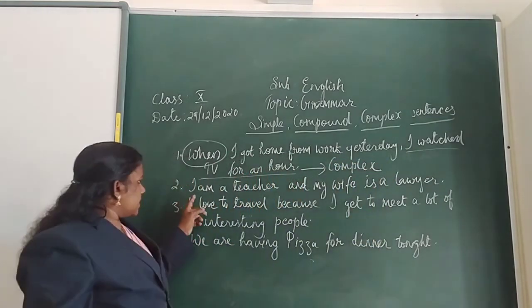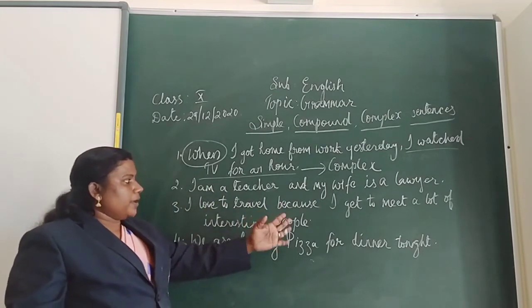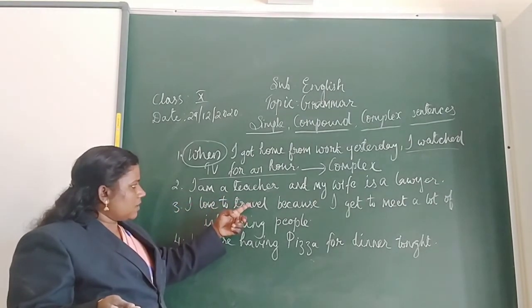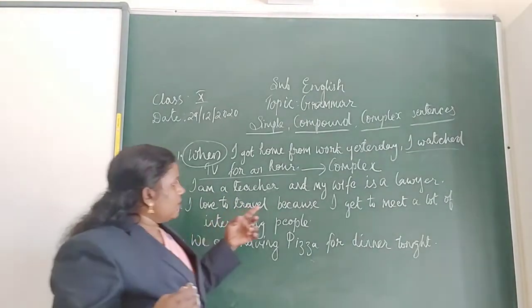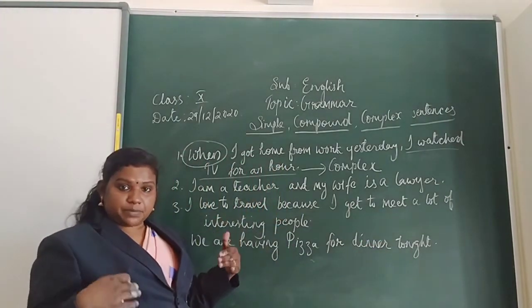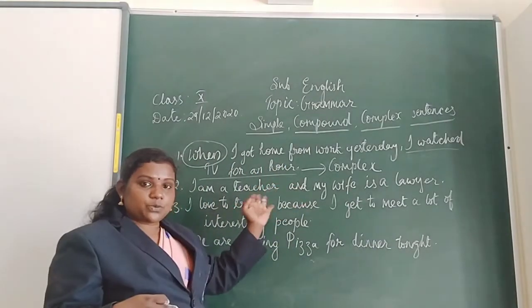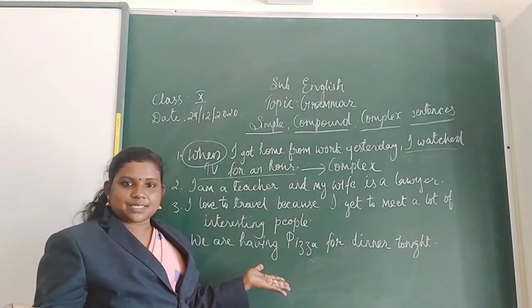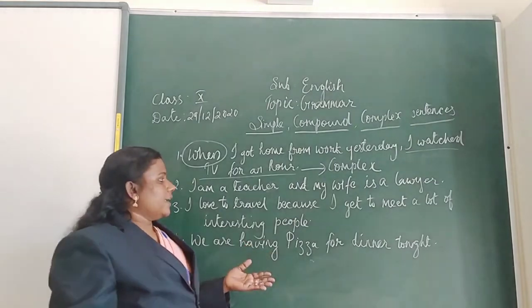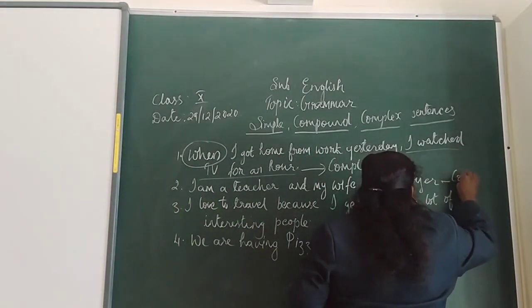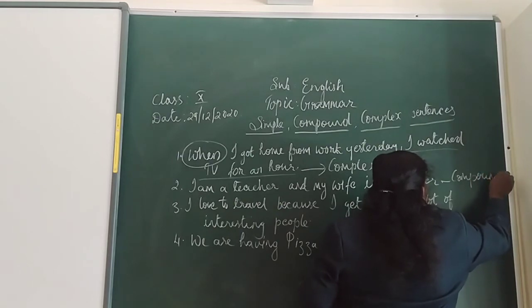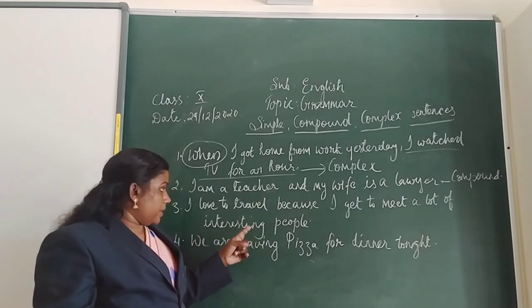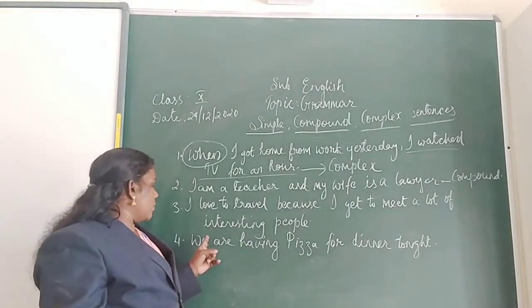Okay, second sentence. I'm a teacher and my wife is a lawyer. Here you see, I am a teacher: complete meaning we are getting. My wife is a lawyer: complete meaning we are getting. And these two sentences are connected by one coordinate conjunction. So easily we can say, yes, it's a compound sentence.